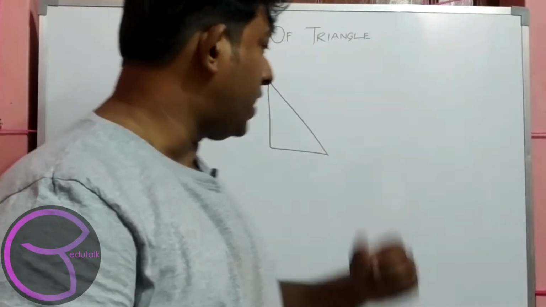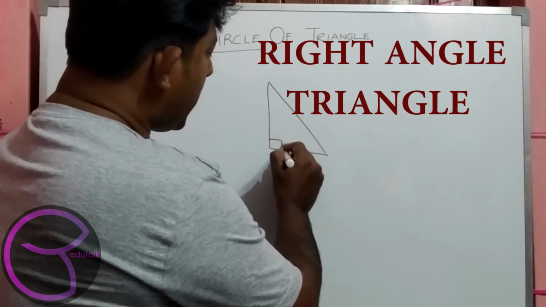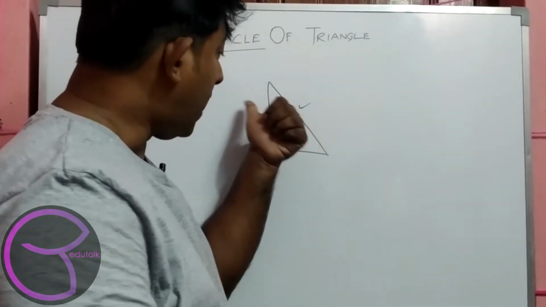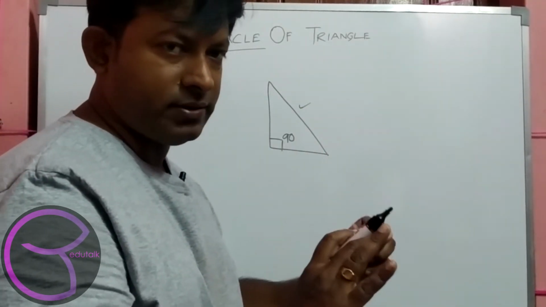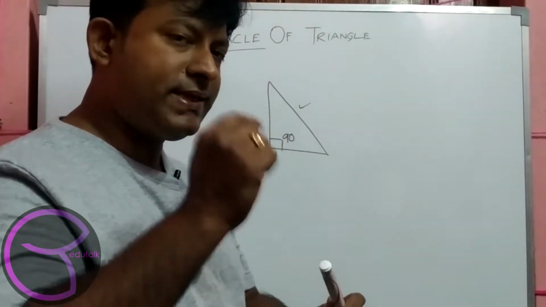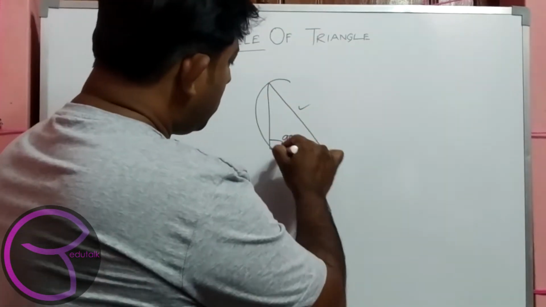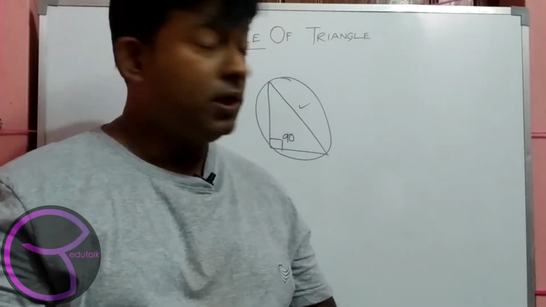For a case, we have taken the right angle triangle, where this is the 90 degree angle. Obviously, this is the hypotenuse. Height, base and hypotenuse. You know how to draw the right angle triangle, right? Now, if we take the circumcircle of that right angle triangle, you may ask me, oh, what is special about it?